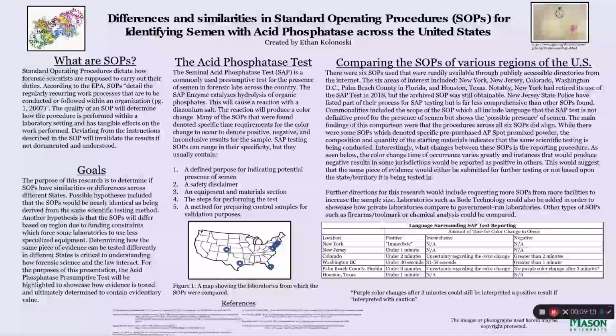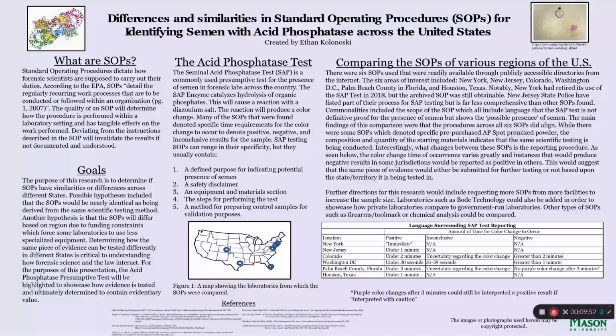Palm Beach County, under 3 minutes is a positive result. And if there's no color change after 3 minutes, that is a negative result. And if you have uncertainty, again, it falls into that inconclusive. They did have a disclaimer about the purple color change after 3 minutes could also be included as a positive, as long as it's interpreted with caution. Although I think, as you can see, these other tests are keeping it to the 1 minute, 2 minute marks. 3 minutes seems a little excessive to me, and doing anything after that I think it's not telling the full story.